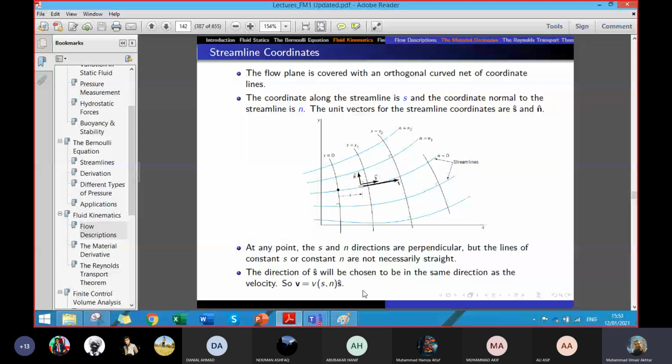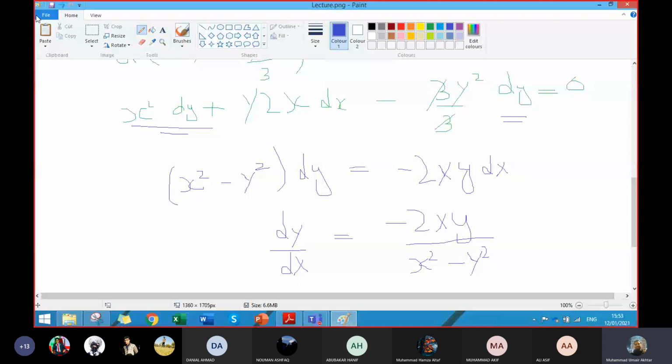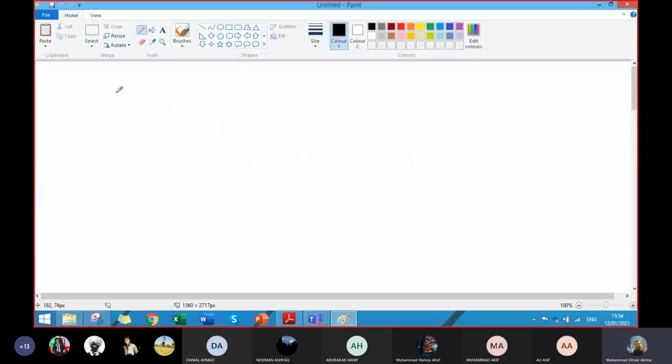So the velocity vector along the streamline, let me explain it here. We know that the velocity vector will have two components, right? One is this component, V, a function of S and N, and this is along the streamline, clear? Along the unit vector of the streamline. Just like the component u, which is a function of x, y, z as well as time, but it is along the unit vector i. Here it is the same concept: V is a function of S and N, but it is along the streamline direction.